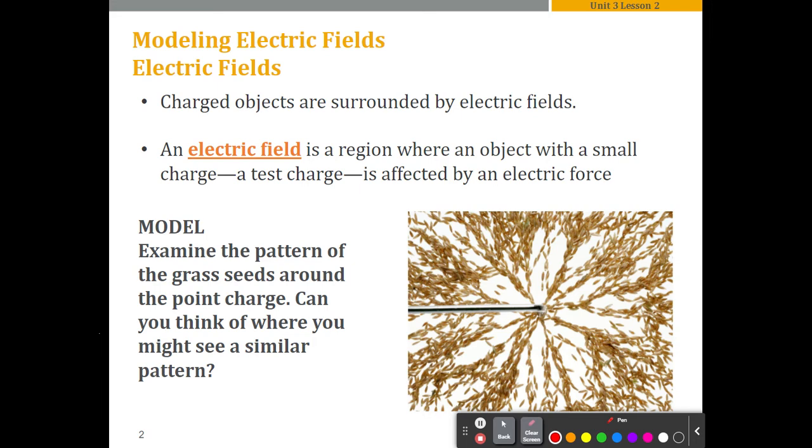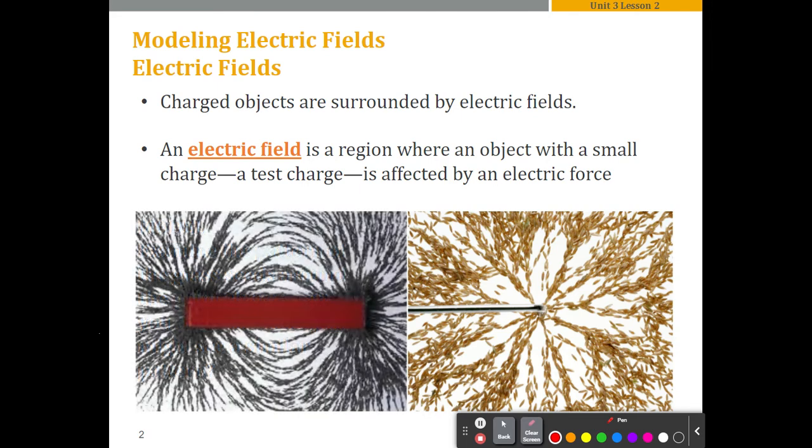Where else could you see this kind of pattern? Well, if you take a magnet and scatter iron filings around it, iron filings are tiny little pieces of iron, just like the grass seeds are tiny little objects. So if you take iron filings and scatter them around a bar magnet, remember a bar magnet has a north pole and a south pole, we see a very similar pattern around each pole. So the iron filings form a similar pattern, but they're doing it around each pole.